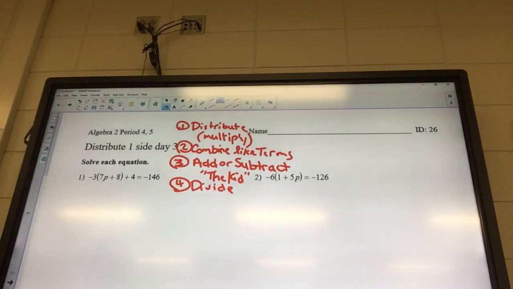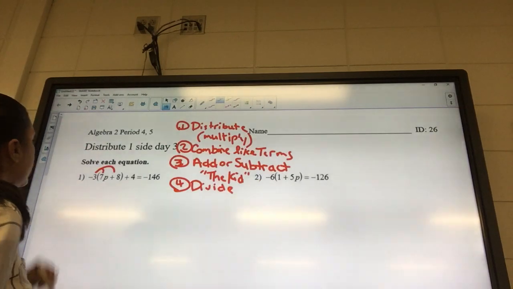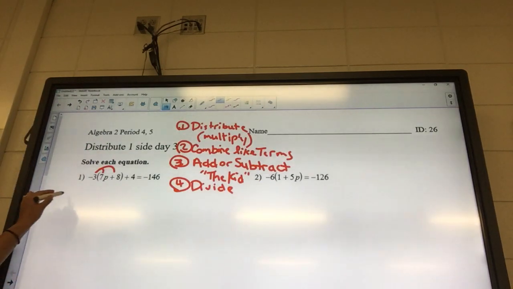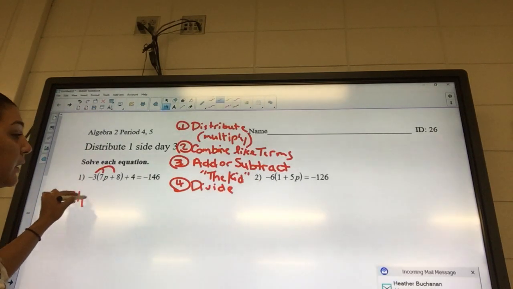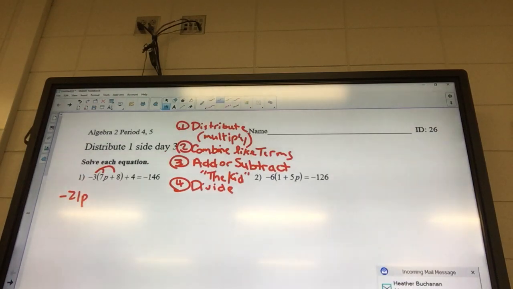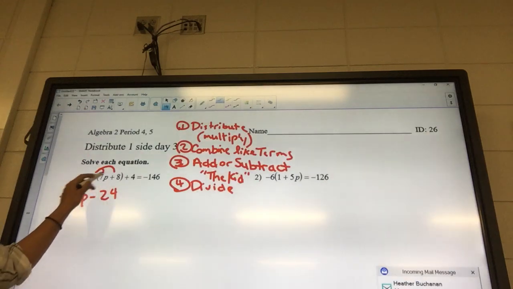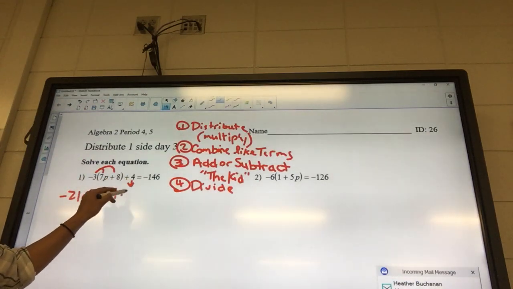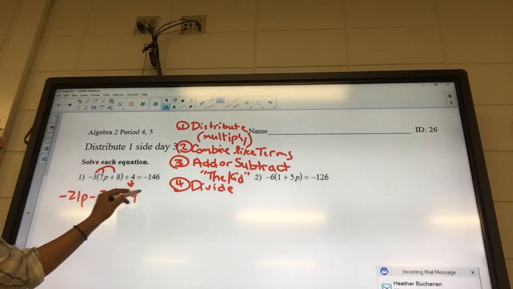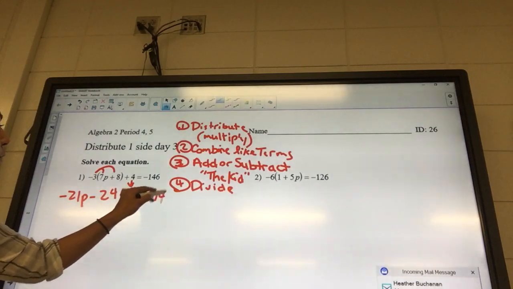Okay, so we can go ahead and distribute. Negative 3 times 7 is going to be negative 21p. Negative 3 times 8 is going to be minus 24. And then we have this plus 4 over here that we can drop down. So plus 4 equals negative 146.